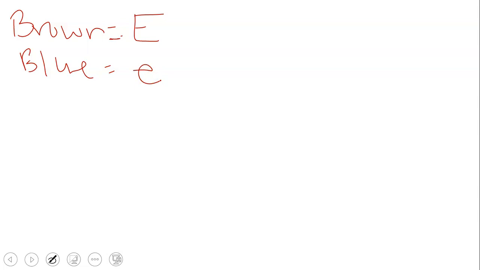Okay, so now it says, suppose a blue-eyed man whose mother had brown eyes. It doesn't really matter what his mother had. He is little e, little e. This is the man. He's got blue eyes. He's going to mate with a blue-eyed woman. So she's also going to be little e, little e. So woman.